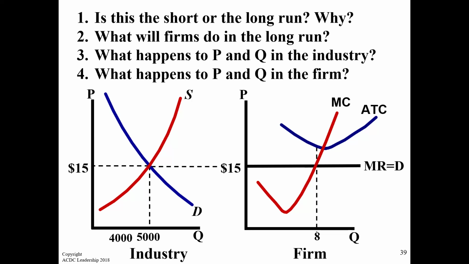Sean, short or long run? Short. How did you know that? Because at MC equals MR, ATC is not full. Great. Johnny, are we making or losing money? Losing money. Robbie, what will firms do if we're losing money? Exit. If they exit, how am I going to show that on my graph? Supply shifts left. This is how I do it.